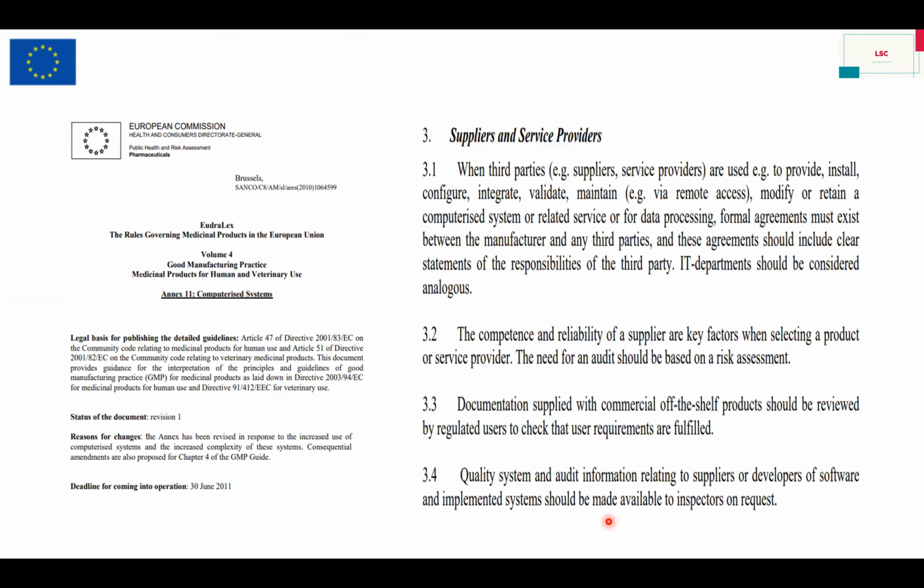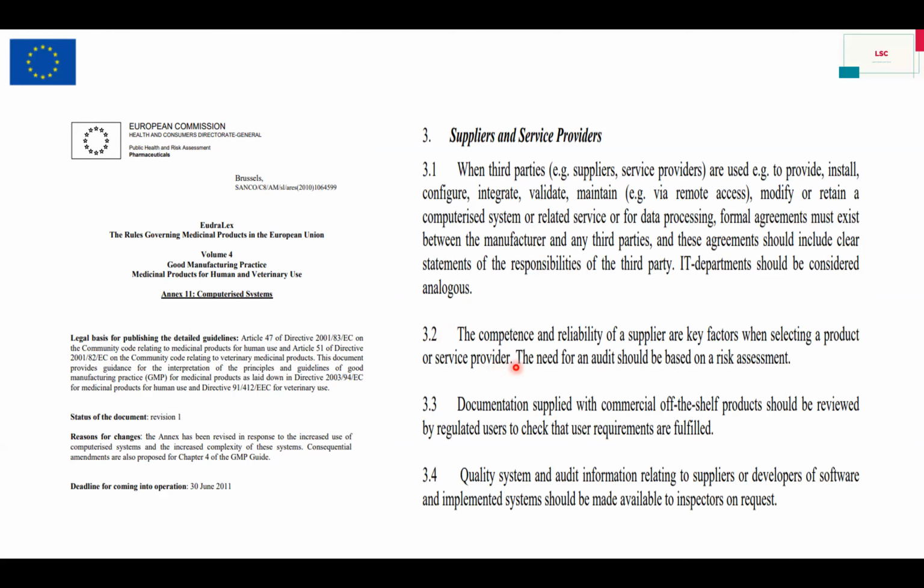If you remember, in the European guideline, this is written about the supplier and service provider. There are 4 points. First, when a third-party supplier or service provider is used, whenever we use one to provide, install, configure, integrate, validate, maintain, modify, or retain the computerized system or related service, or for data processing, a formal agreement must exist between the manufacturer and any third party. These agreements should include a clear statement of the responsibilities of the third party. IT departments should be considered analogous. This is the line we should all remember from the EU.